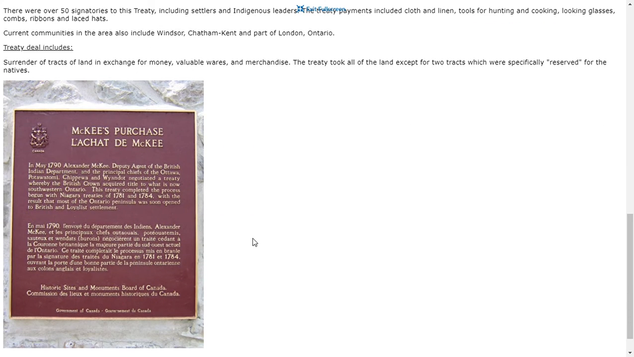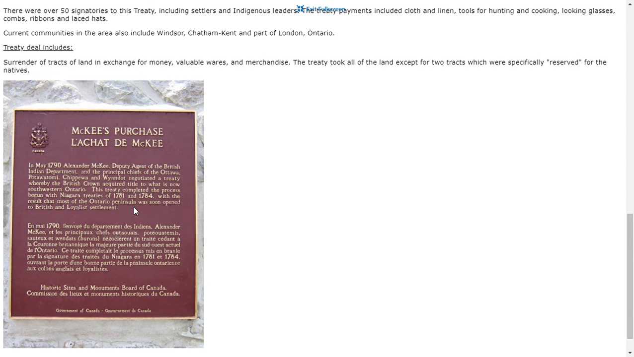This is a plaque of the McKee's Purchase in Chatham, Kent. It says, in May 1790, Alexander McKee, who was deputy agent of the British Indian Department, you see their error in the name, and the principal chiefs of the Ottawa, Potawatomi, Chippewa, and Wyandot, that's the American side, where we get our street named Wyandotte, negotiated a treaty whereby the British Crown acquired title to what is now southwestern Ontario.